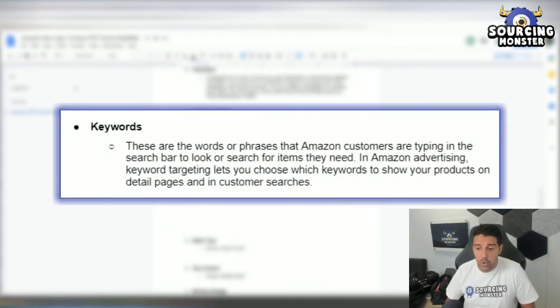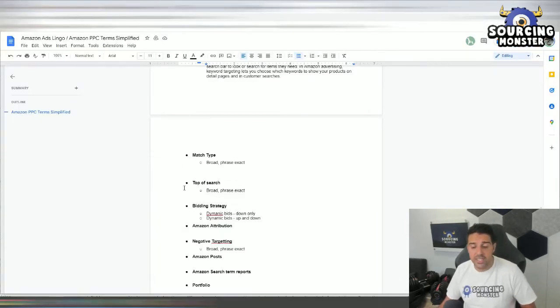Keywords. These are the words or phrases that Amazon customers are typing in the search bar to search for items they need. In Amazon advertising, keyword targeting lets you choose which keywords to show your products on detail pages and in customer searches. Match type: broad, phrase, and exact. So with match types, you actually define the match type for each keyword that you bid on.